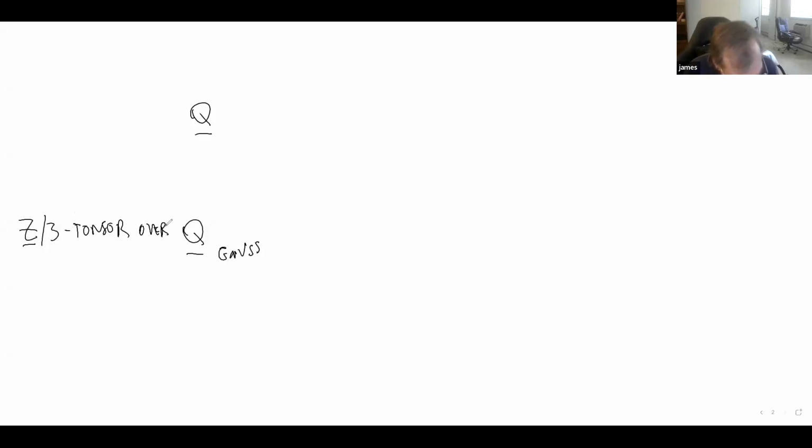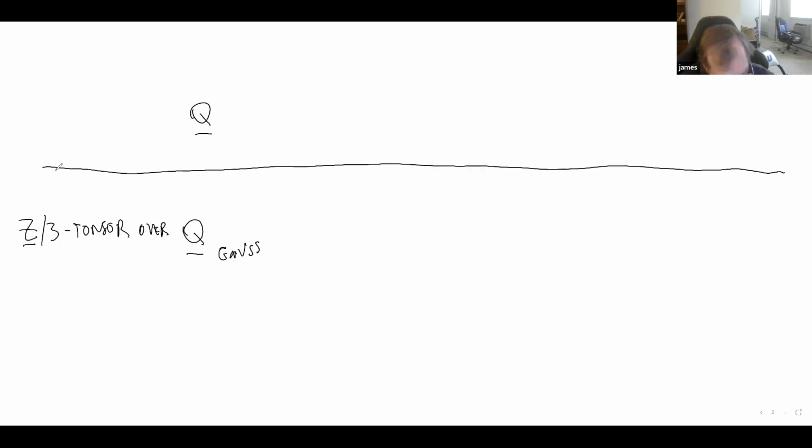So maybe I'll set this up so I can try to do the two examples in parallel. That way I can take lessons that I learned from the easy case and apply them to this case, which should be almost as easy, but it's just a little bit less vanilla.